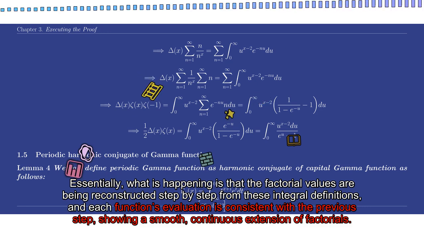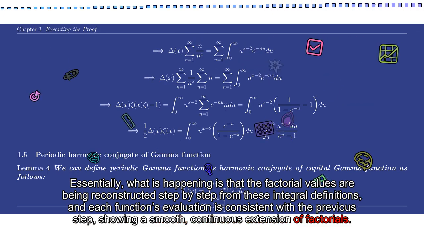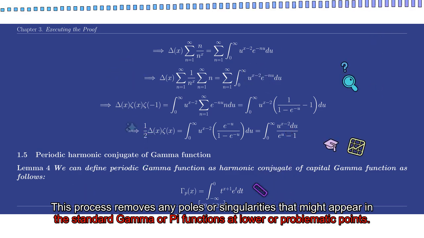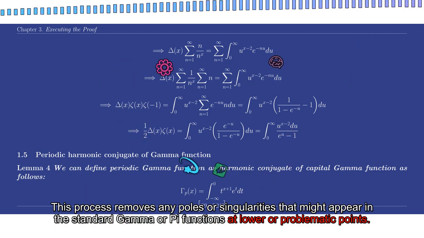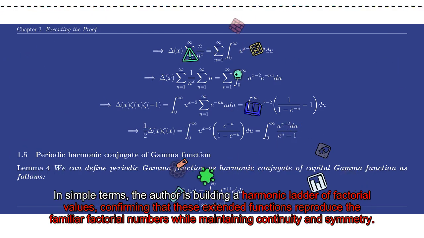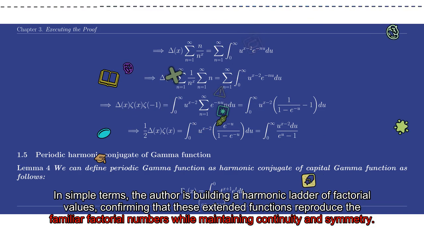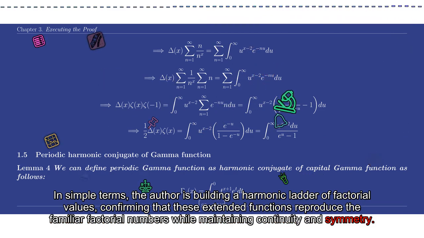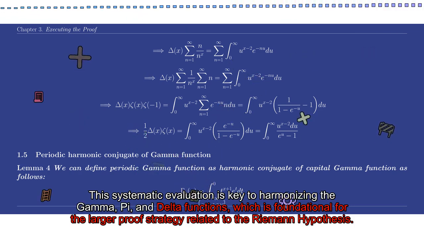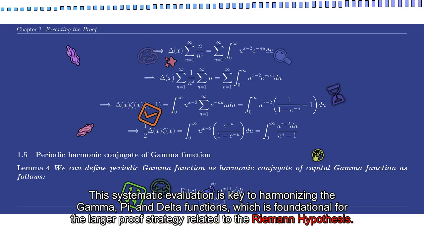and each function's evaluation is consistent with the previous step, showing a smooth, continuous extension of factorials. This process removes any poles or singularities that might appear in the standard gamma or pi functions at lower or problematic points. In simple terms, the author is building a harmonic ladder of factorial values, confirming that these extended functions reproduce the familiar factorial numbers while maintaining continuity and symmetry. This systematic evaluation is key to harmonizing the gamma, pi, and delta functions, which is foundational for the larger proof strategy related to the Riemann hypothesis.